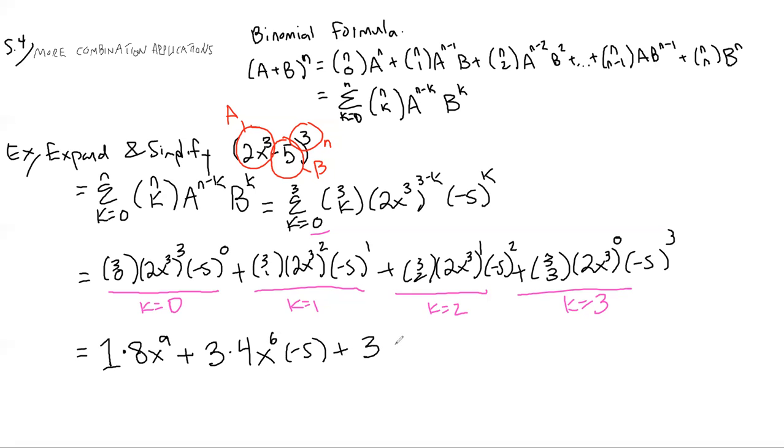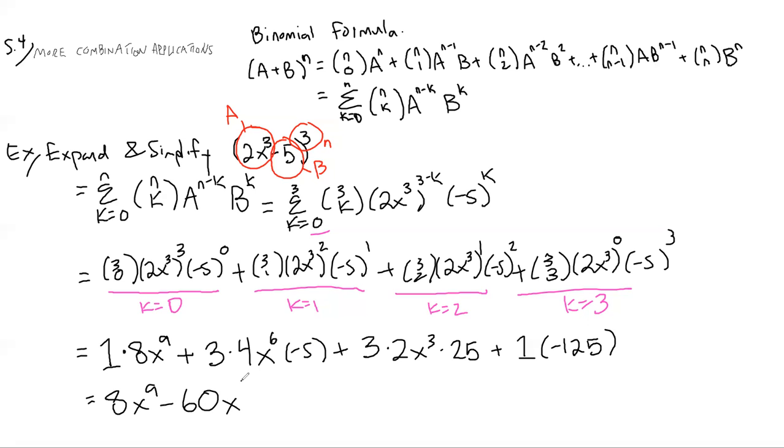3 choose 2 is 3. And then I'm going to have 2x cubed to the 1, and then minus 5 squared is 25. The negatives will cancel. And then 3 choose 3 is 1, 2x cubed to the 0 is 1, and negative 5 to the 3 is negative 125. And now I'm just going to tidy those numbers up. I will get 8x to the 9, 12 times negative 5 is minus 60 x to the 6, 3 times 2 times 25, so that's 3 times 50 is 150 x cubed, and then negative 125.